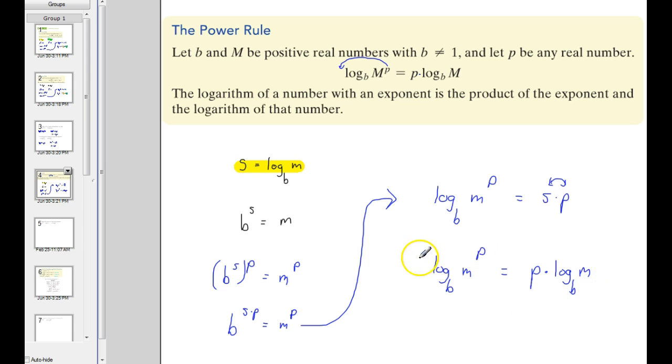Alright, so there you see I end up just pulling that p down in front of the logarithm. You can take it off of the base and put it out in front and multiply. So another very useful property of logarithms that we'll use a lot when we're solving equations. Alright, let's practice using it.